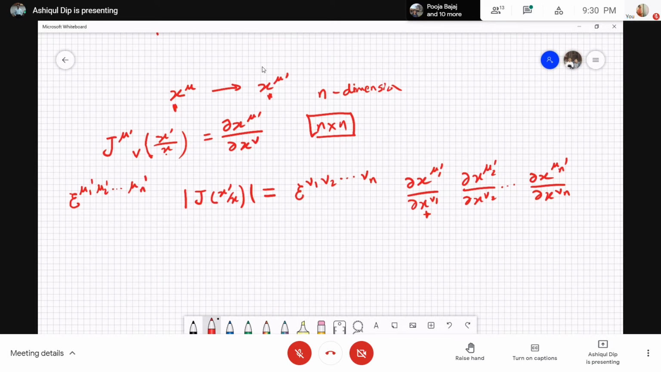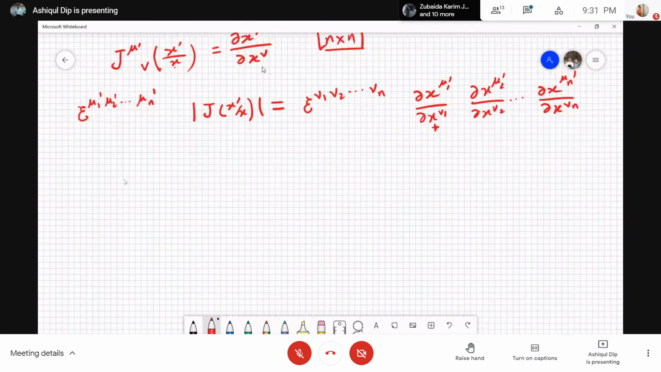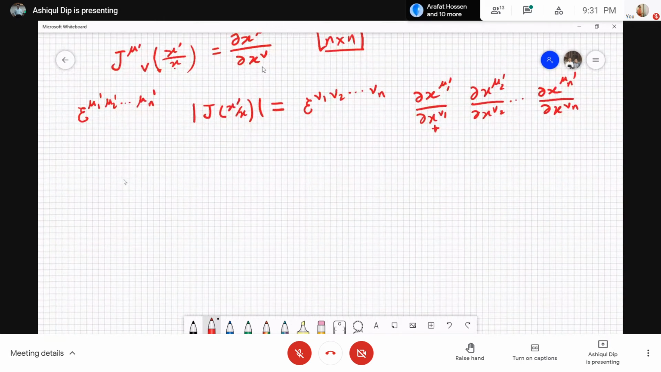So our Jacobian determinant has this relation. Just remember that this is going to be useful. Where? Let's see.